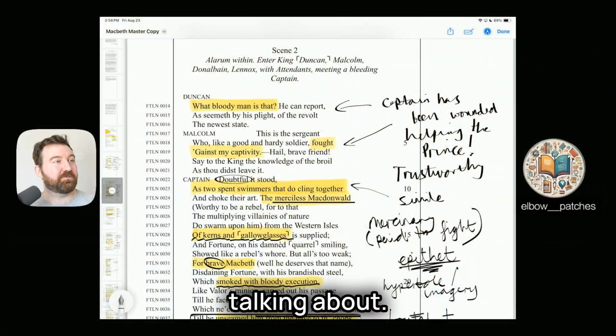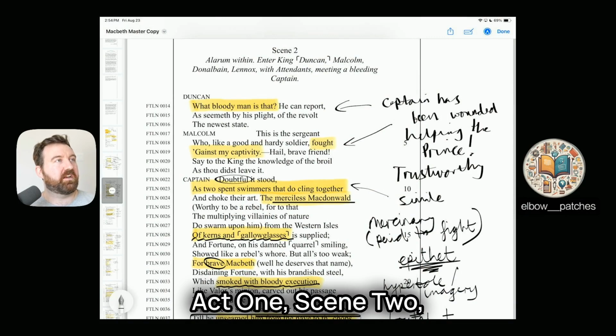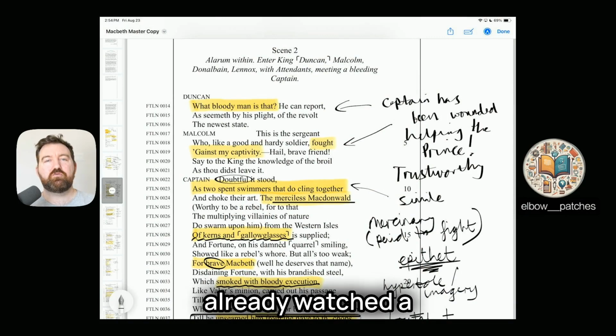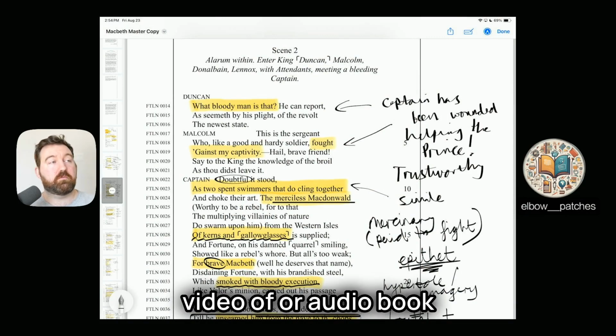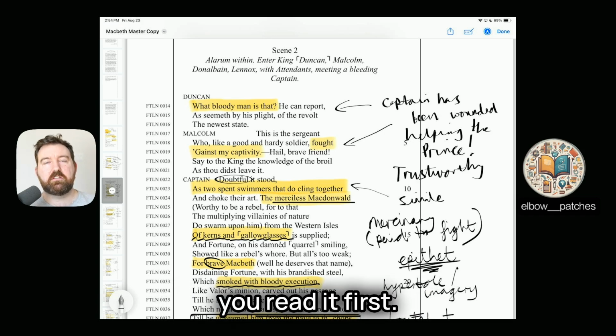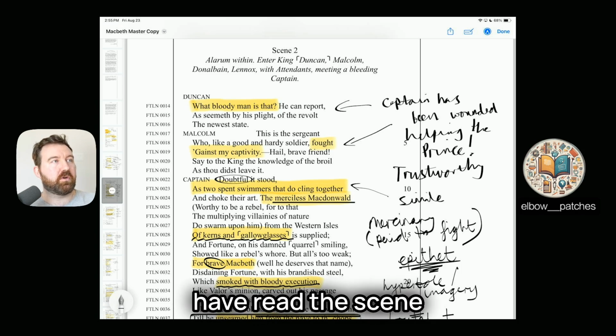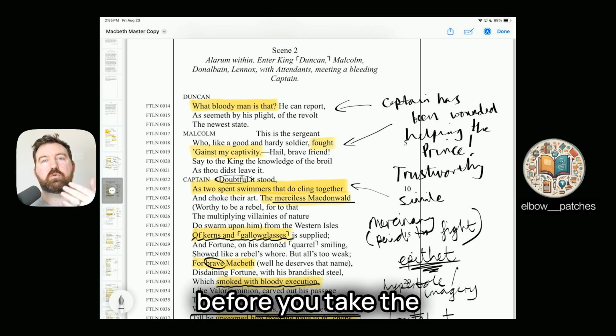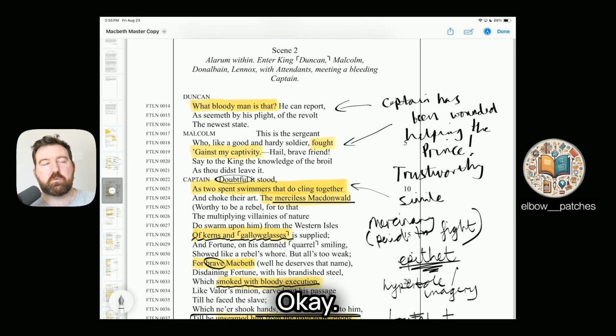And we'll start talking about Act 1, Scene 2. Now, if you haven't already watched a video or audiobook or read this scene, then I highly recommend you read it first. If you haven't already got an audiobook option on my channel yet, it's coming soon, but make sure that you have read the scene before you take the notes with me, because you're not going to understand it otherwise, okay?